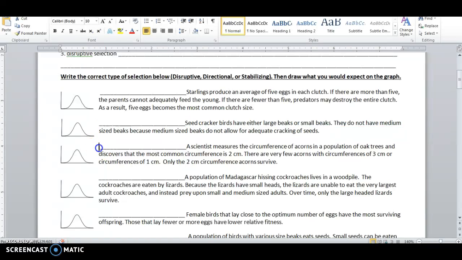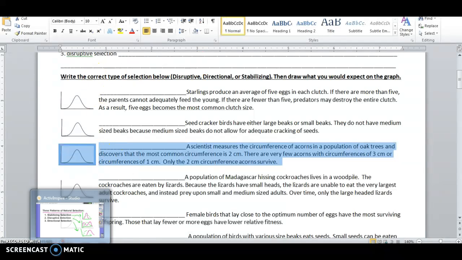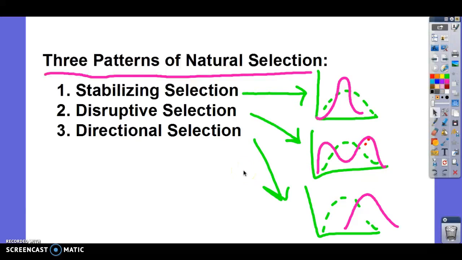All right, number 3, a scientist measures the circumference of acorns in a population of oak trees and discovers that the most common circumference is 2 centimeters. There are very few acorns with circumferences of 3 centimeters or 1 centimeter. Only the 2 centimeter circumference acorns survive. So it says 2 centimeters survive, 1 centimeter and 3 centimeters do not. So take a look at these graphs. Which one do you think it would be?